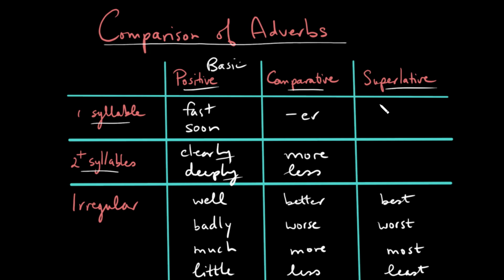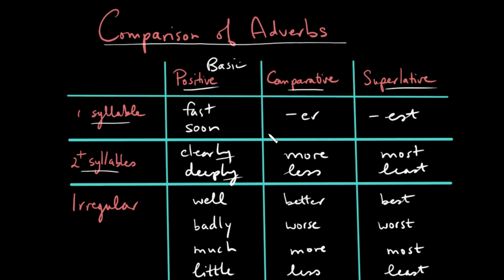The superlative form is created by adding est for one-syllable adverbs, so you would say fastest or soonest, and with two or more syllables you add most or least. So you would say most clearly or least clearly.